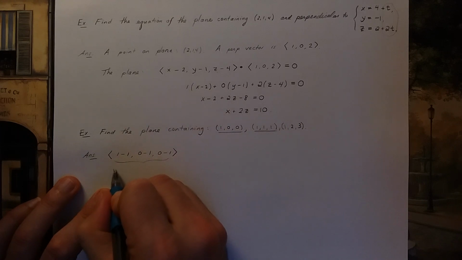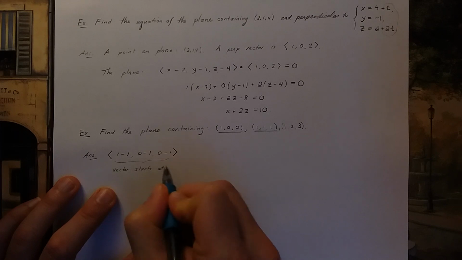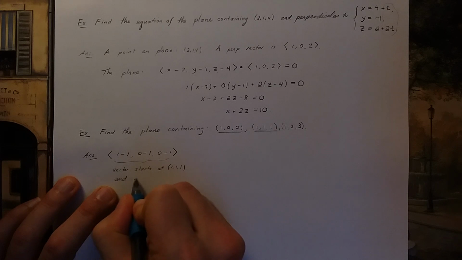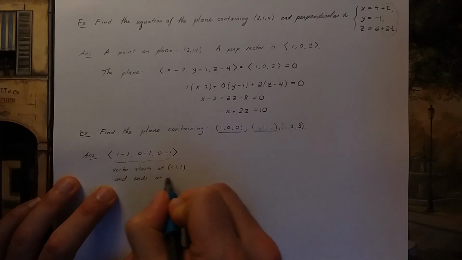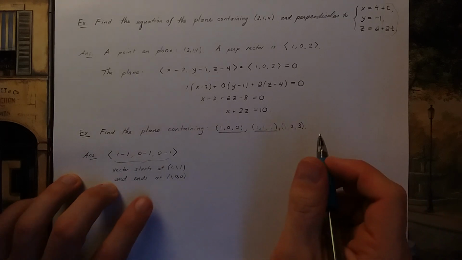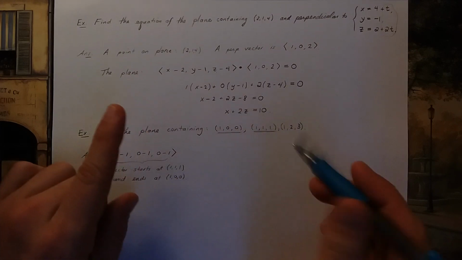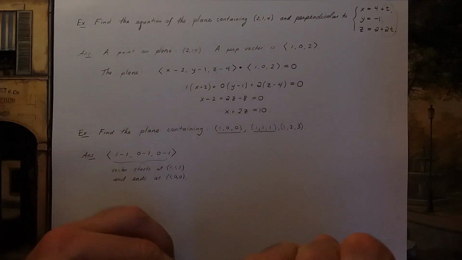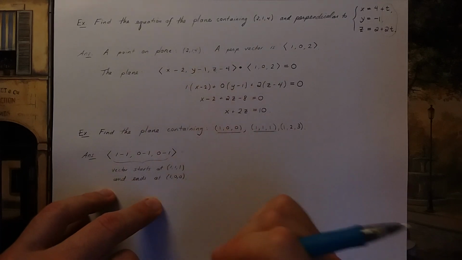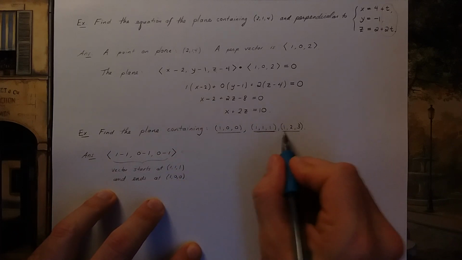So in other words, this is the vector that starts at the point (1, 1, 1) and ends at the point (1, 0, 0). That vector is parallel to my plane. If I take any 2 points in the plane and I draw a vector between them, that vector is parallel to the plane. So I could find another vector that's also parallel to the plane by subtracting these 2 points.